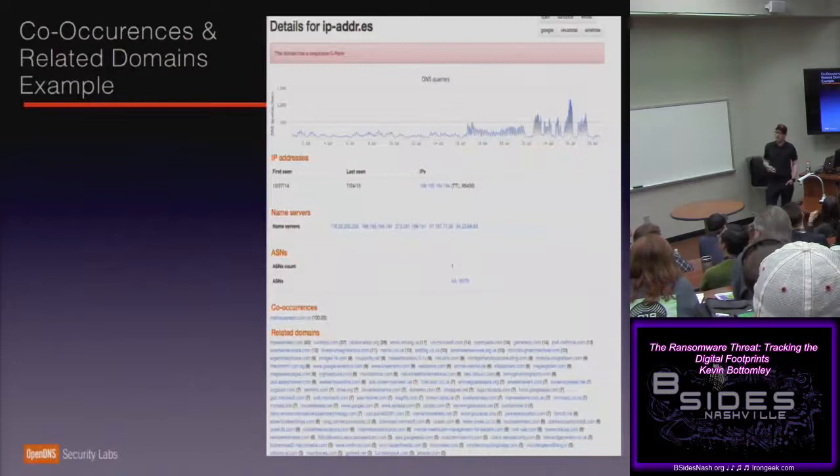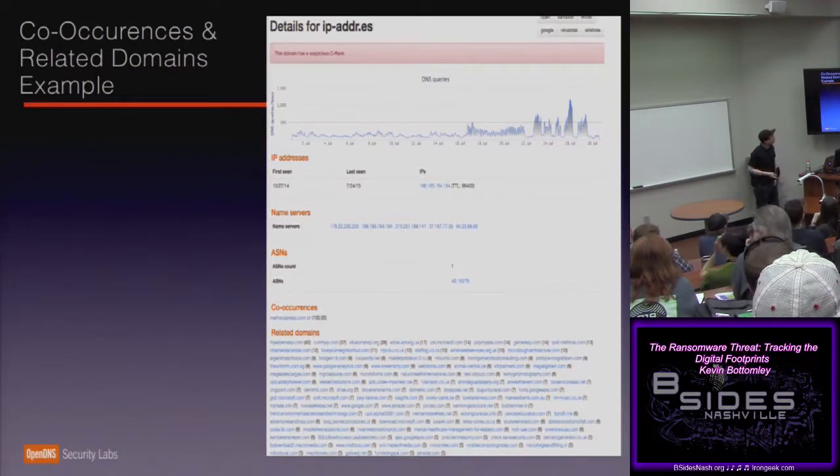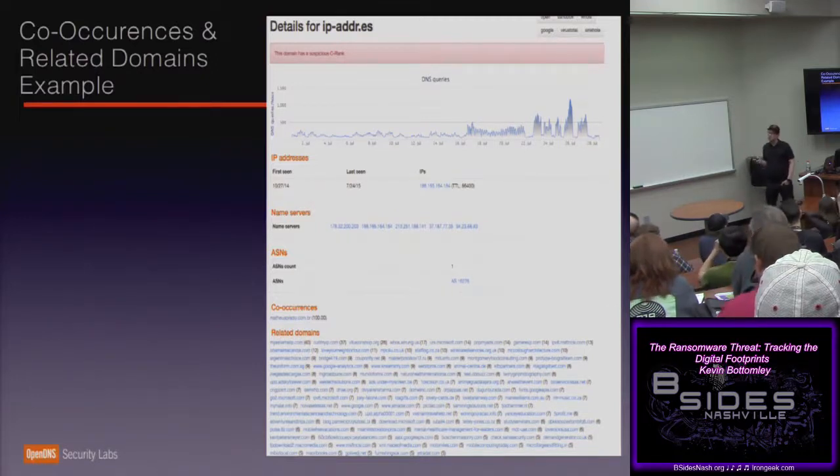So this is a look at one of our internal tools for the actual IP address .com domain. The top of it is DNS queries per hour over the course of whatever time frame that is, a couple weeks or something. But as you can see, there are all these related domains down here.